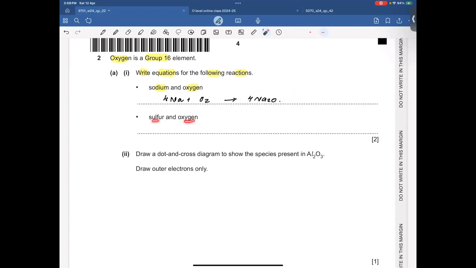When sulfur and oxygen undergo a chemical reaction, sulfur exists as S8, all right, reacting with oxygen, converting into sulfur dioxide. Put 8 here, 8 here. So whenever sulfur is burned in the presence of oxygen, you will get sulfur dioxide. By the way, sulfur burns with oxygen with a blue flame. Remember that.